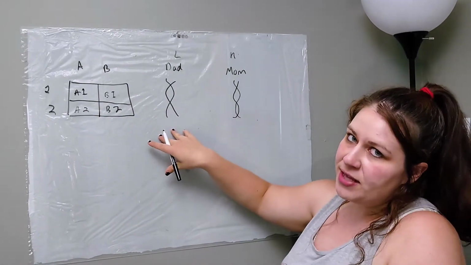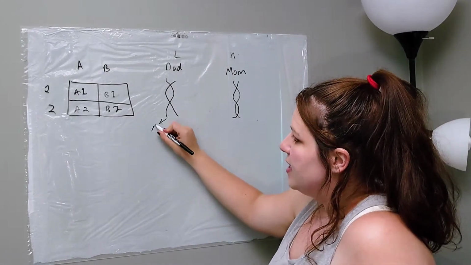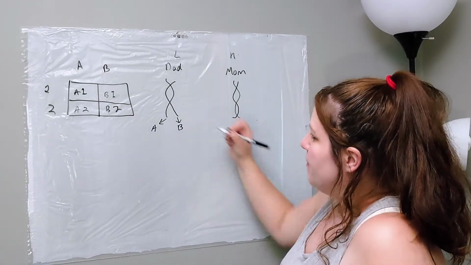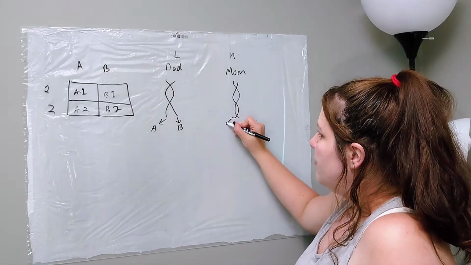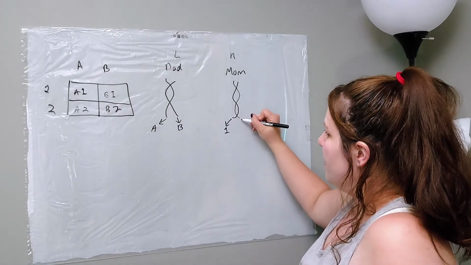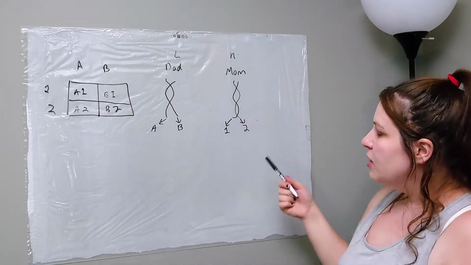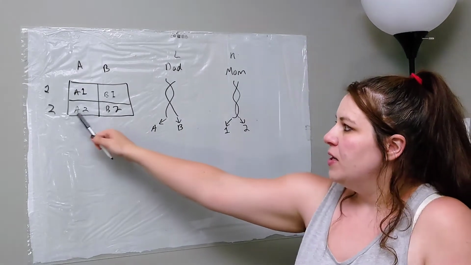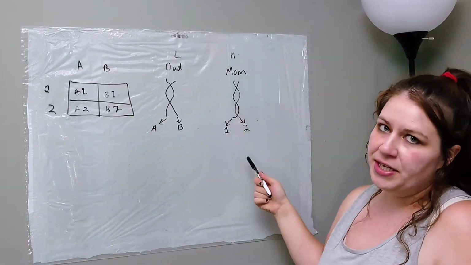Since dad is the letter parent, we're going to label one of these as side A, and one of them as side B. And then with the mom, we're going to label one of them as side 1 and one of them as side 2. So if you'll see, everywhere that there's a 2, this 2 represents this side of the DNA.